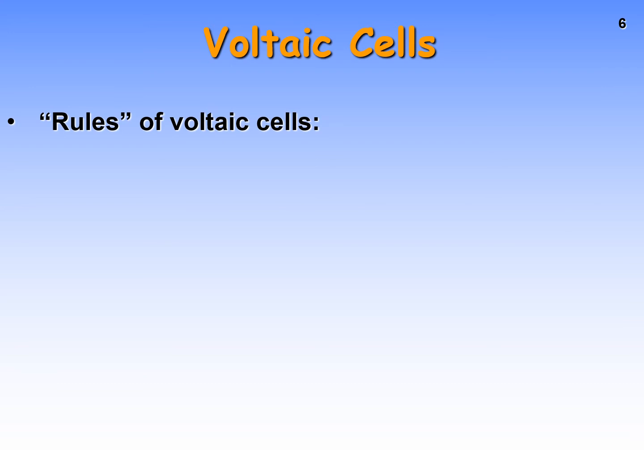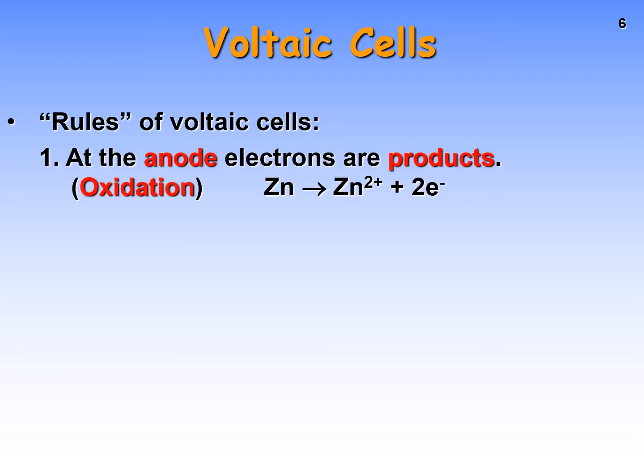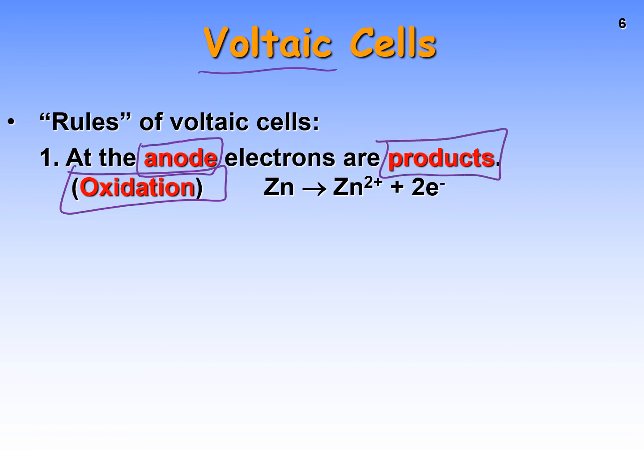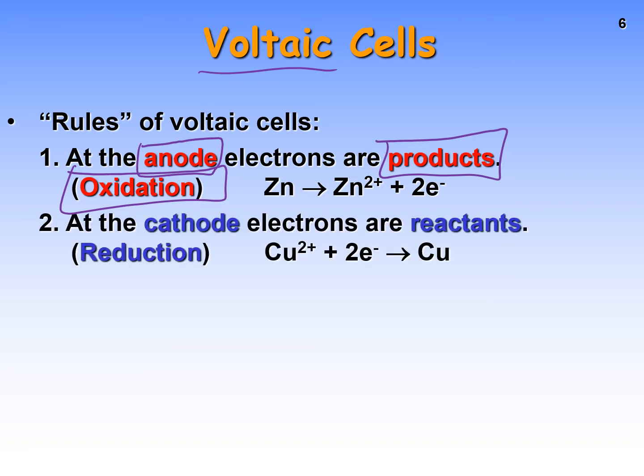There are some rules here. One of those rules is that at the anode, this is a vocab word, we always have oxidation. There are two sides to that voltaic cell. One side is called the anode, the other side is called the cathode. At the anode, in a voltaic or galvanic cell, we have oxidation occurring. In other words, the electrons are the products on the anode side of our cell. Opposite of that, the cathode is where reduction is occurring, which means the electrons are going to be the reactants in the cathode half cell.